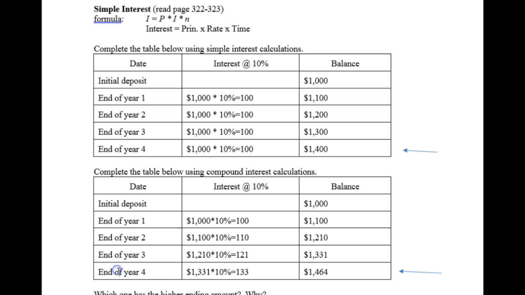And with compound interest, we ended with 1,464. What can be said about this? Which one has the higher ending amount and why? And the answer is compound interest has the highest ending amount because of the effects of earning interest on interest. An additional $64 of interest was earned.